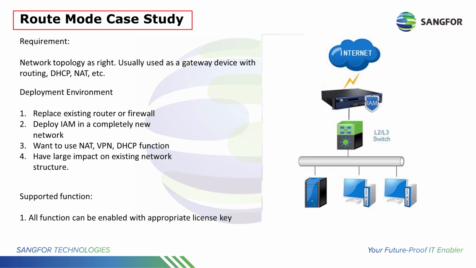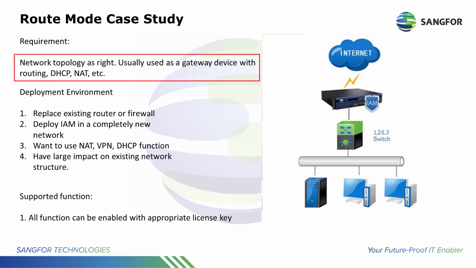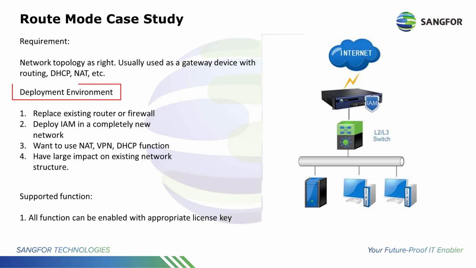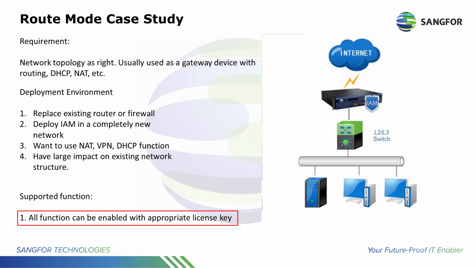Root mode case study. Requirement. Network topology as right. Usually used as a gateway device with routing, DHCP, NAT, etc. Deployment environment. Replace existing router or firewall. Deploy IAM in a completely new network. Want to use NAT, VPN, DHCP function. Have large impact on existing network structure. Supported function. All function can be enabled with appropriate license key.